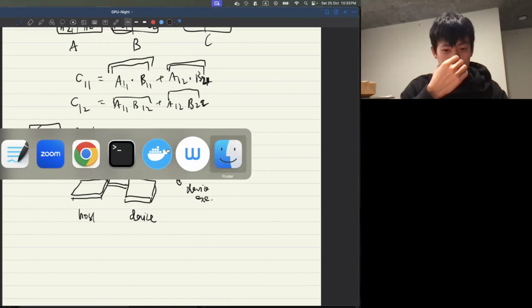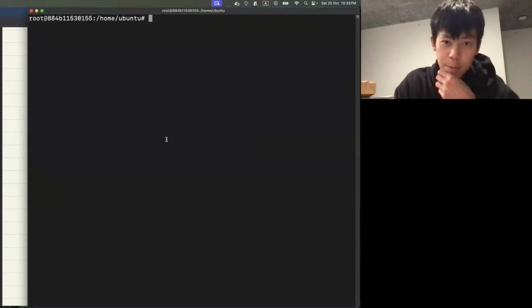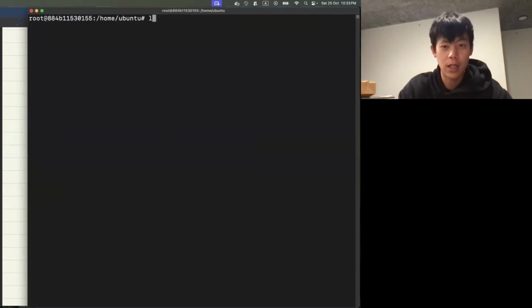Let's look at my terminal, I guess. So over here, I have spun up a Docker instance and look what we have. We have a CUDA script over here. So let's just take a look. Let's open it up in Vim.